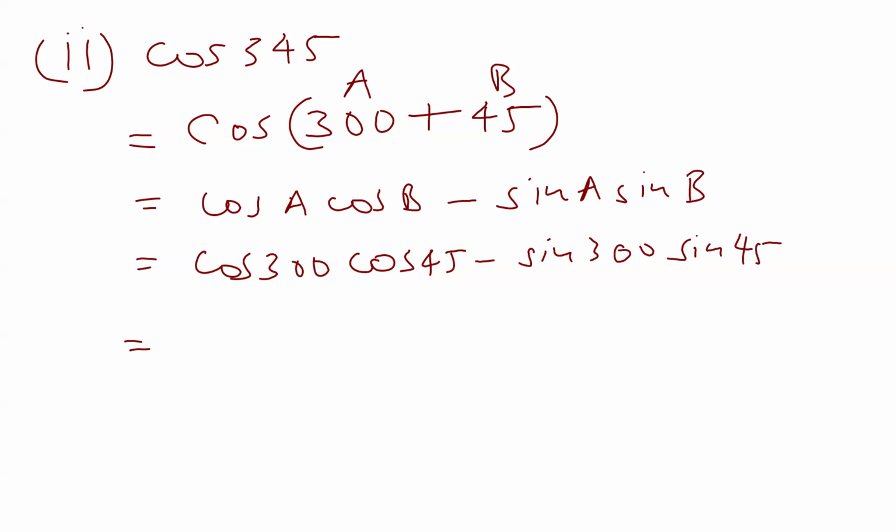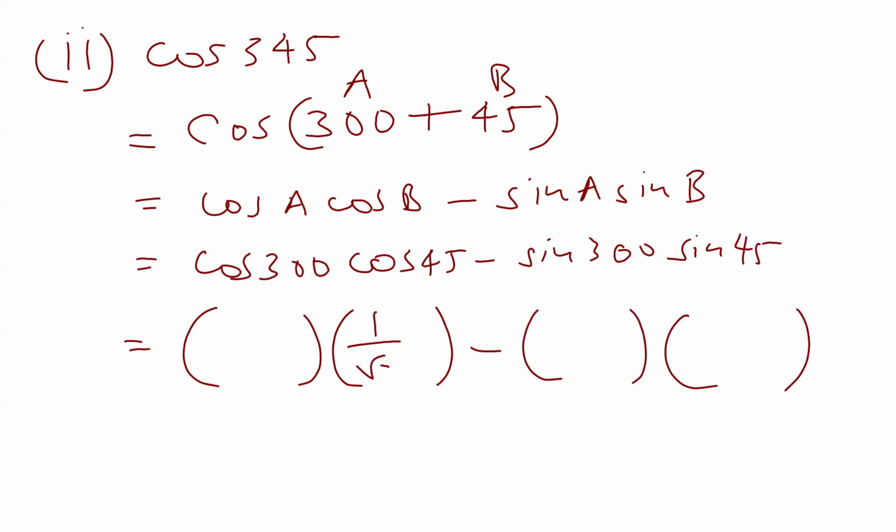Then cos 300 and sin 300, these values we will calculate. Now cos 45 is 1 by root 2 and sin 45 is 1 by root 2, these values we have written. Now I'll show you how to calculate cos 300, okay?